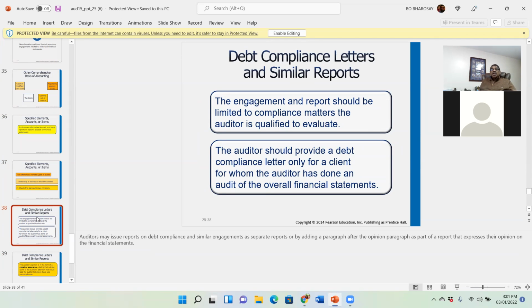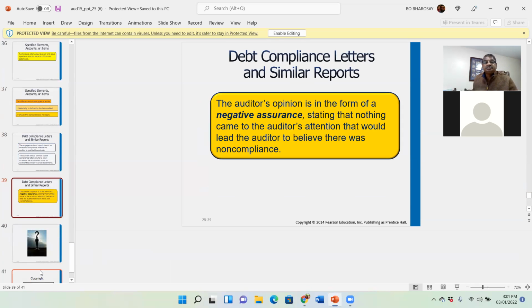Sometimes we are asked to do debt compliance letters and similar reports, which we will do. But I don't want you to know all of these. And these are generally where we are giving negative assurance, like compilation, or like review, nothing came to our attention that anything needs to be modified. And this completes what we have to talk about in chapter 25. So let me just stop sharing.